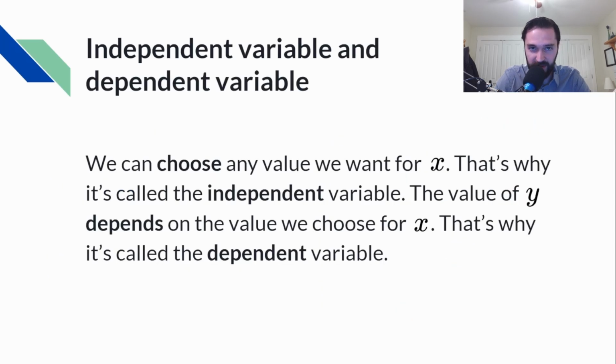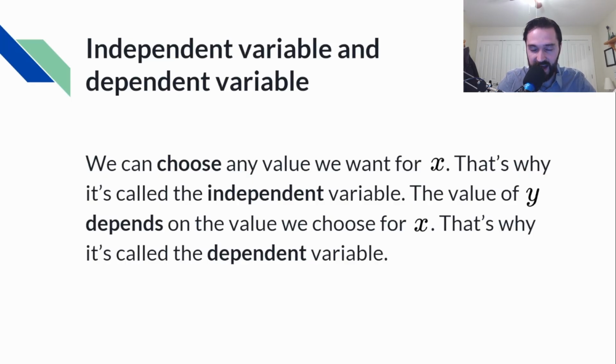Let's talk about independent variables and dependent variables a little bit. We can choose any value we want for x. That's why it's called the independent variable. So we can plug in any value we want for x. The value of y depends on the value we choose for x. That's why it's called the dependent variable.